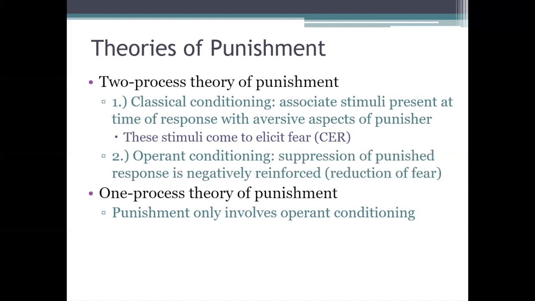So next comes the operant conditioning part. The rat stops pressing the lever because it fears the lever now. So by suppressing that lever pressing response, by avoiding the lever, it experiences a reduction in its fear. In other words, the behavior of not pressing the lever gets negatively reinforced. By not pressing the lever, the animal's fear gets subtracted. And so that's what it does. It stops pressing the lever. So that's how two process theorists explain punishment.